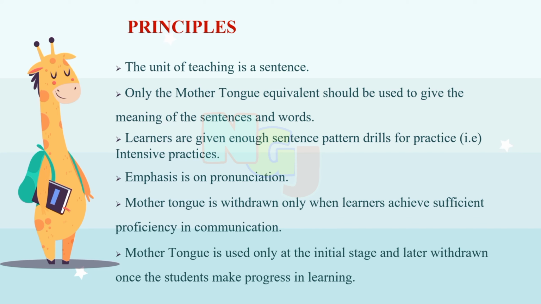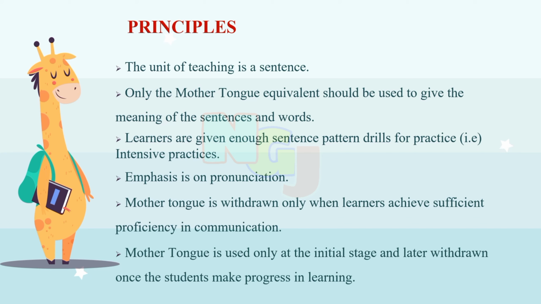Now let's see what are the principles of bilingual language. Here in the bilingual method, the unit of teaching is sentence. So they concentrate on sentence, unlike the grammar translation method. In grammar translation method, every single word is literally translated instead of concentrating on the sentence. But in bilingual method, they take the sentence as a whole, and hence the unit of teaching is a sentence.